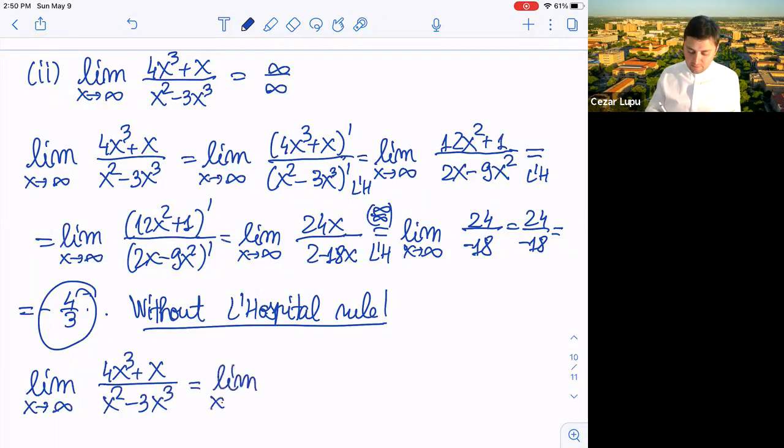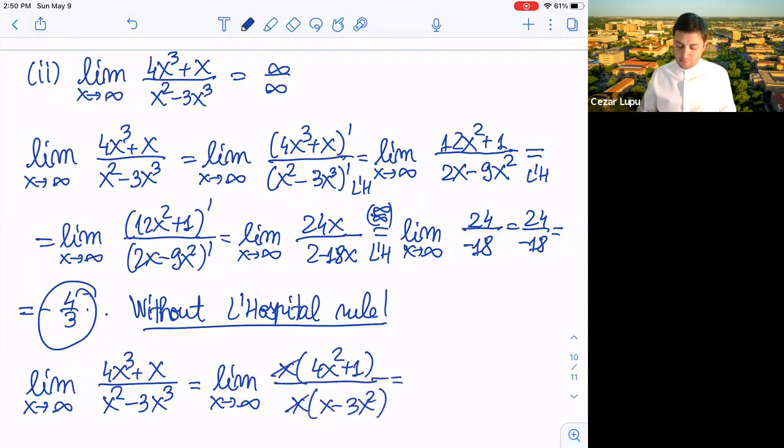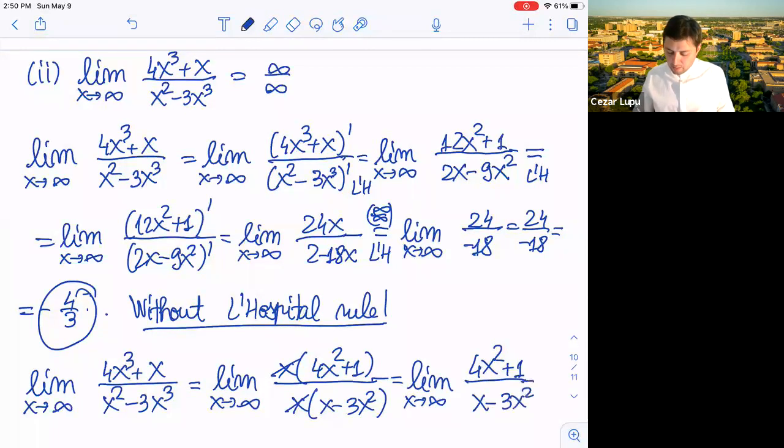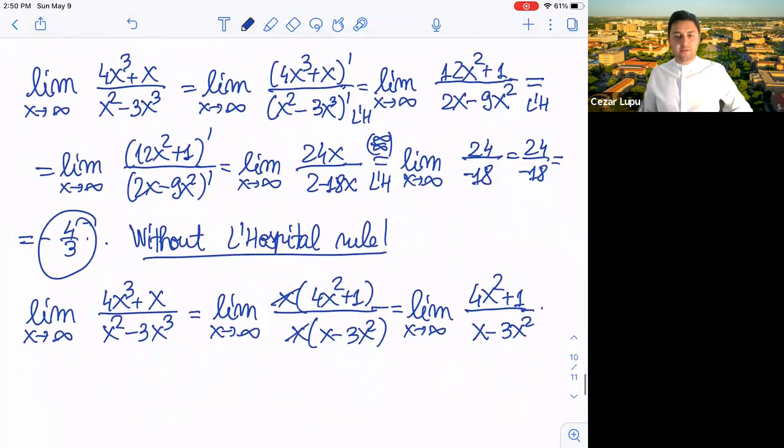Let's get rid of something. We can have an x here, so it's 4x squared plus 1 over x times x minus 3x squared. Great, we can get rid of this guy. So this is the limit as x approaches infinity of 4x squared plus 1 over x minus 3x squared. All right, great. Now we can force a factor of x squared on both top and the bottom.